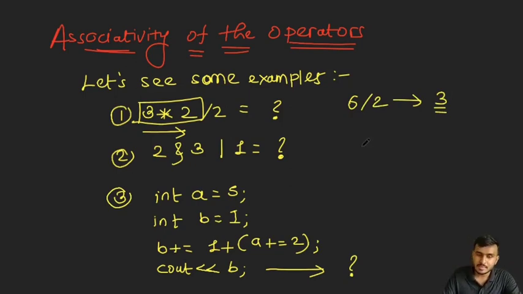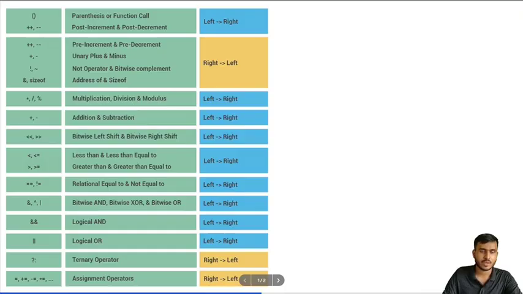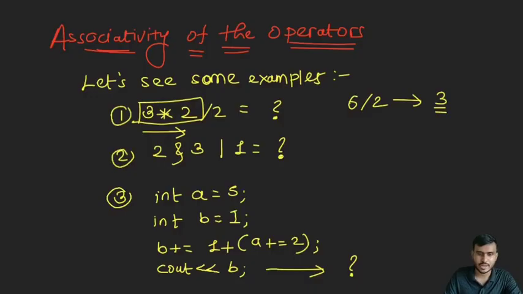Okay. Similarly, let's see what associativity you have to follow for the next expression, that is 2 and 3 or 1. Let me go back to our image. For the and and or operators, you can see we have left to right associativity again. So in this case also we have to follow the same rule, left to right.